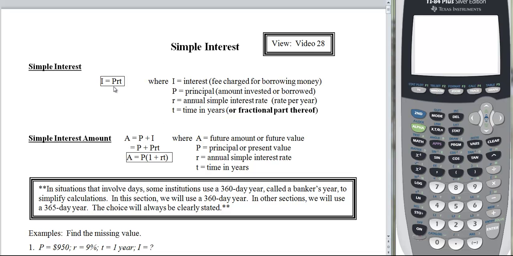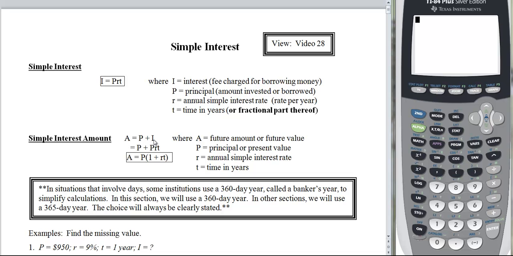that's the amount of money invested or borrowed, what the interest rate is, and what time, how long are you going to have this money. Now, this is always in terms of years or fractional part thereof. Now, simple interest amount, this is what you have to pay back if you borrow money. So that's your principal, that's the amount you borrowed, plus the interest. And guys, the interest is that fee that's charged for borrowing the money.